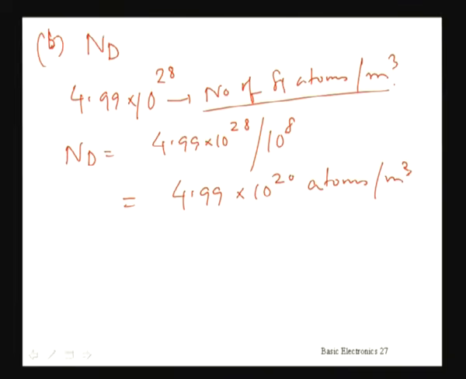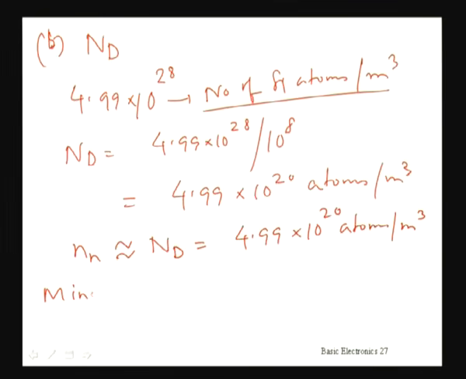So, be careful about this, and you have to multiply or divide wherever necessary to have a conformity in the units. So, now what will be this majority carrier density Nn, which is almost equal to Nd in n-type semiconductor. So, we can write it as 4.99 into 10 to the power 20 atoms per meter cube. So, now minority carrier density, which is asked.